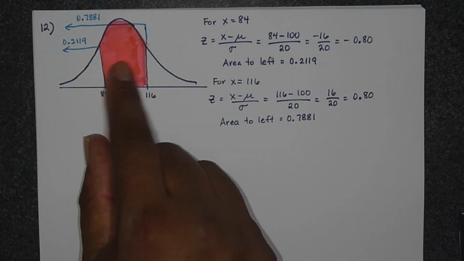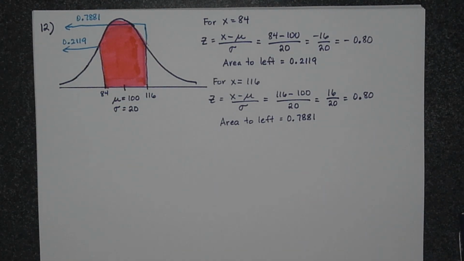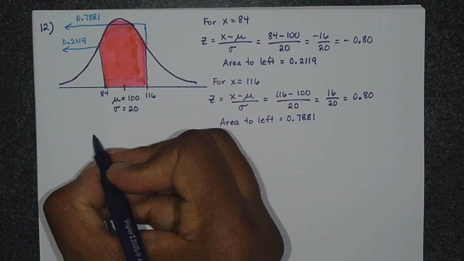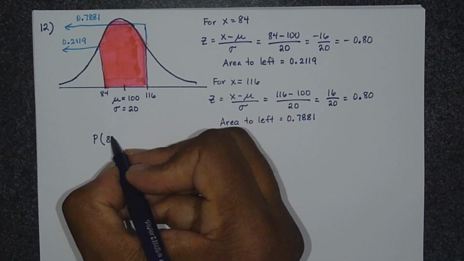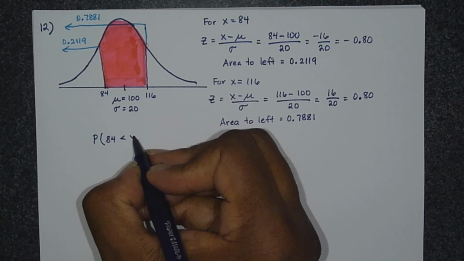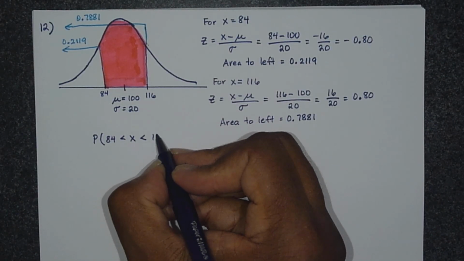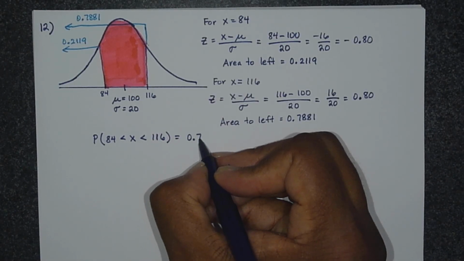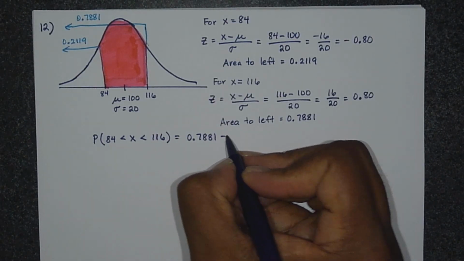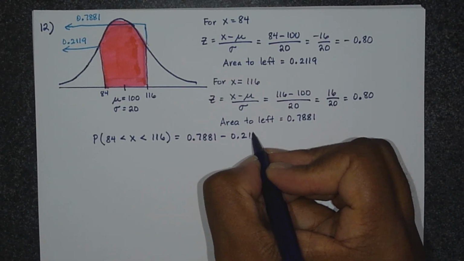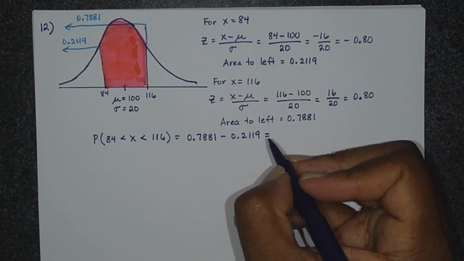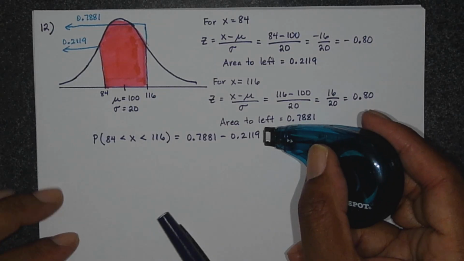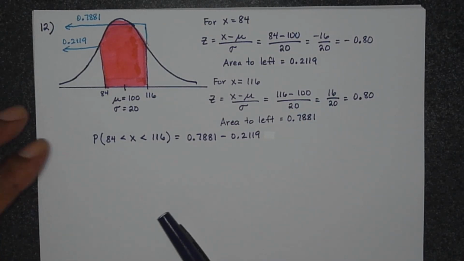Now to find the area in between, we subtract those two. So that means the probability that a randomly selected IQ score is between 84 and 116, we subtract 0.7881 minus 0.2119. And that's going to give us what? 0.5762.